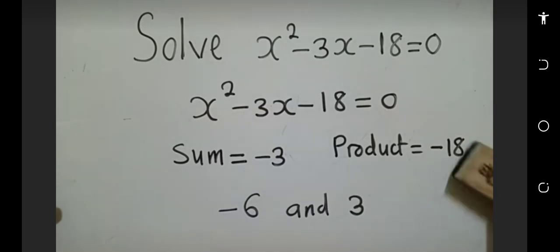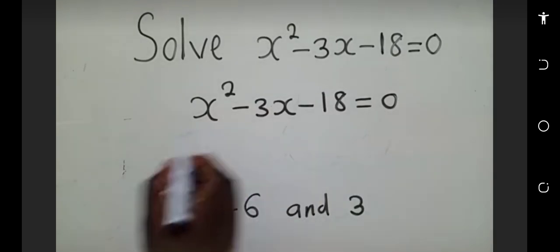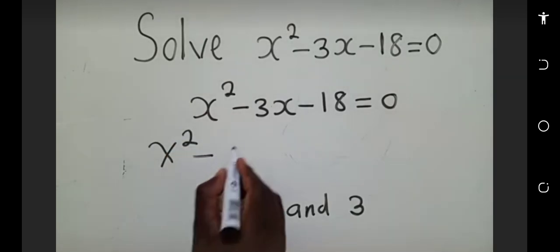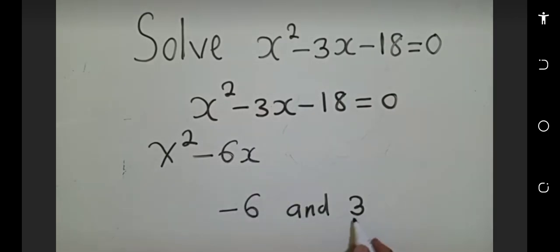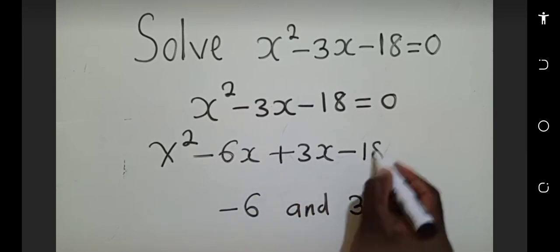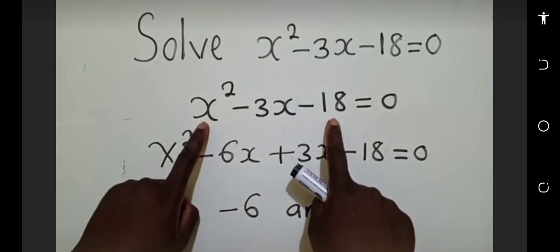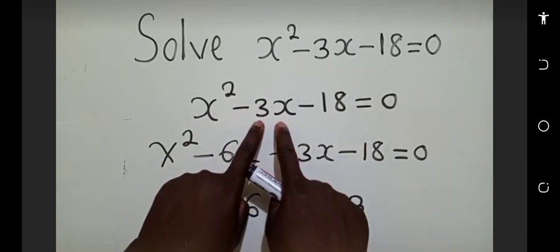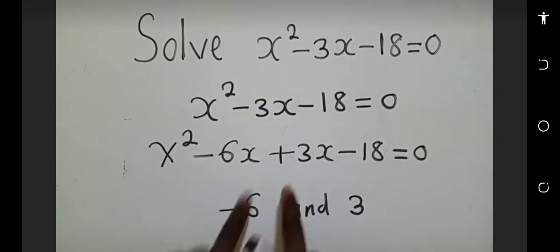Now, when you get these factors, what do you do next? You substitute them, okay? So you copy x squared, and then this number, you write it here, and we include the x. Then you write this one, include x, minus 18 is equal to 0. So I've maintained these two terms, this one and this one. Where negative 3x is, I've substituted the factors, these two numbers, right here.